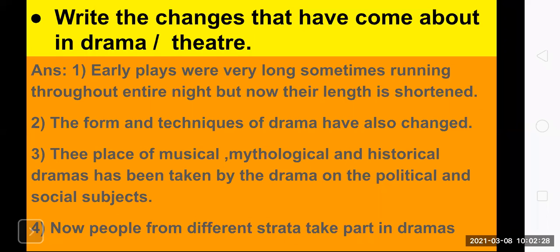But now the dramas are also going as a story. Throughout the skit, the artists come on the stage, play their role, and leave the stage.